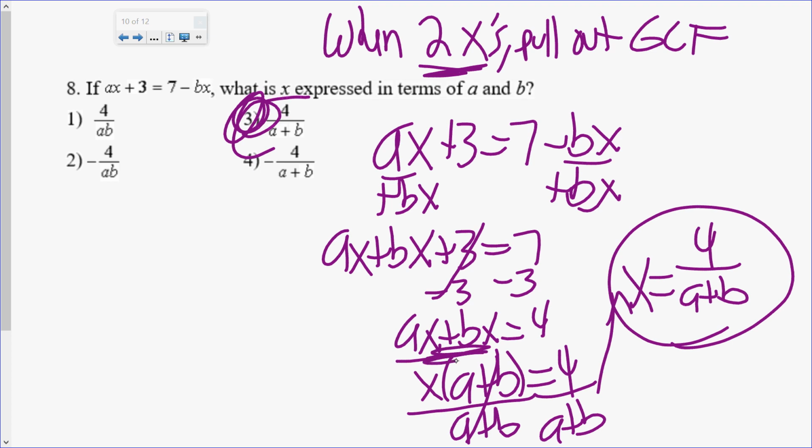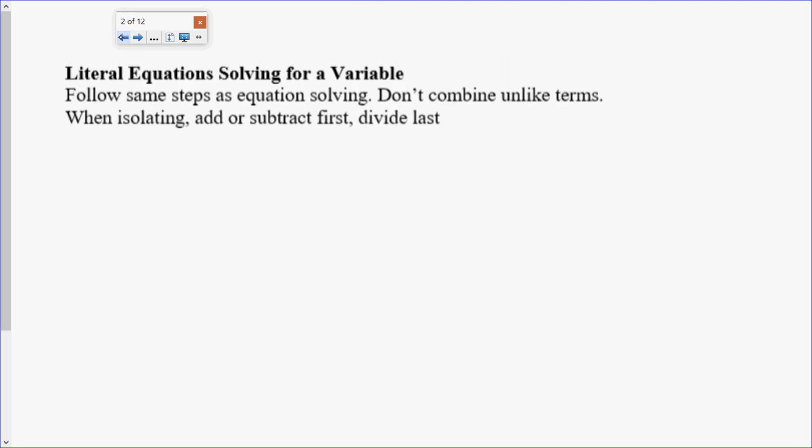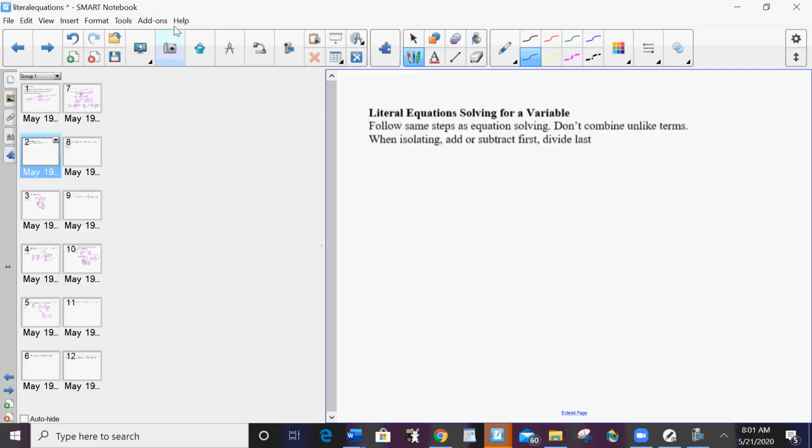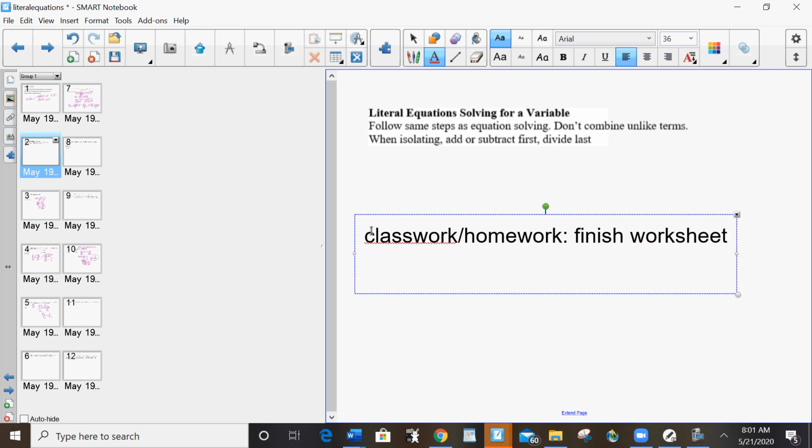Your classwork and homework is going to be to finish this worksheet. Again, it's a very important lesson. And your quiz will be due tomorrow night. Like I said, it's a very important lesson.